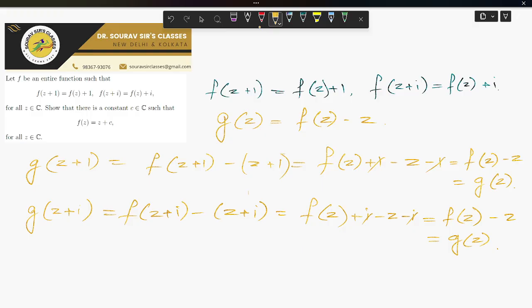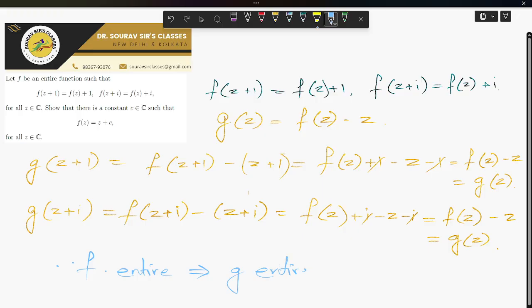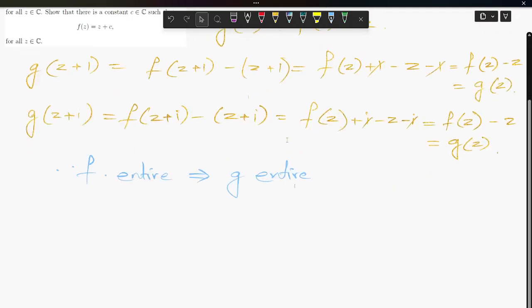So now since our f is an entire function, our g has to be entire. Moreover, g is periodic in both the real and imaginary directions with periods 1 and i respectively. This means our g is determined by its values on the fundamental parallelogram, which is this.